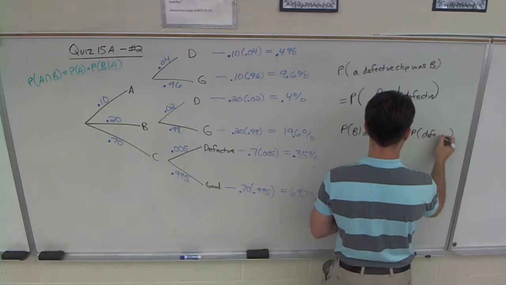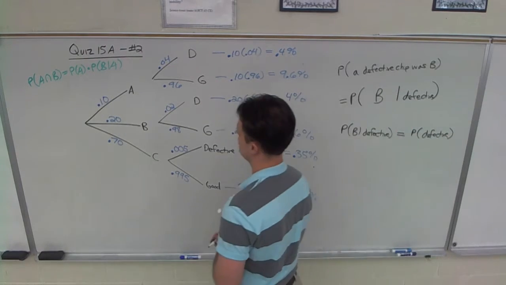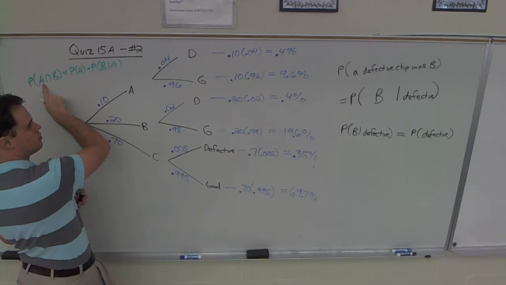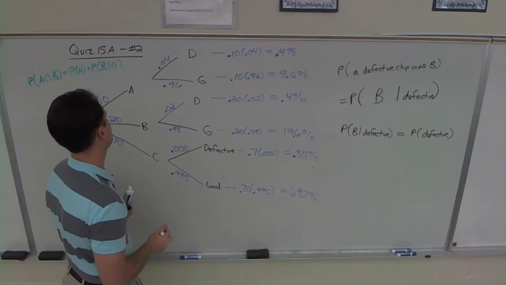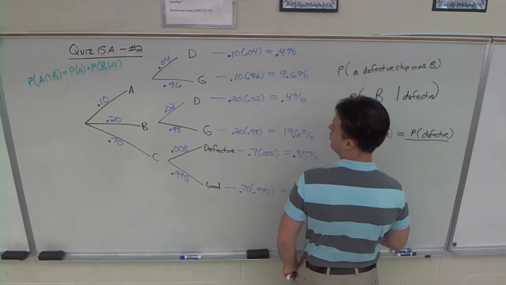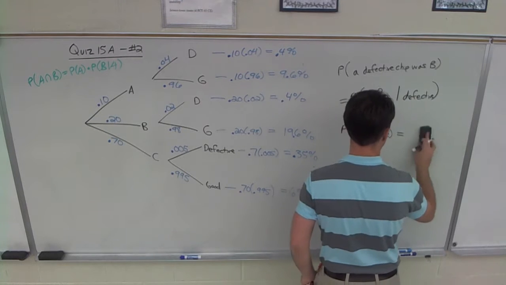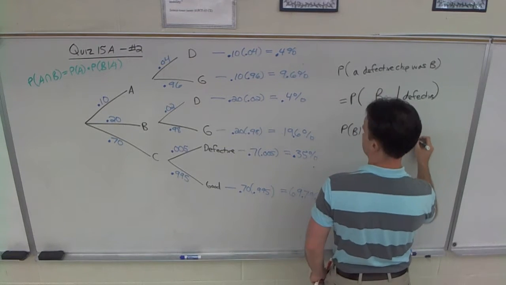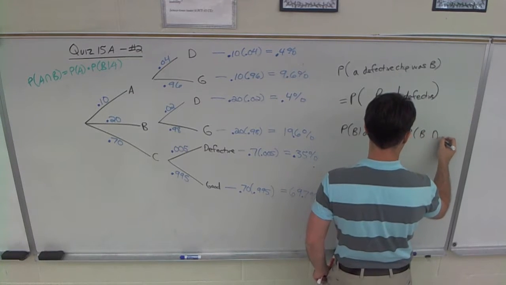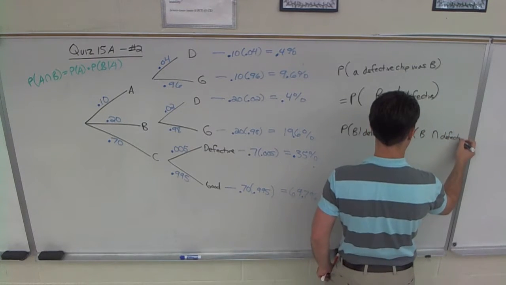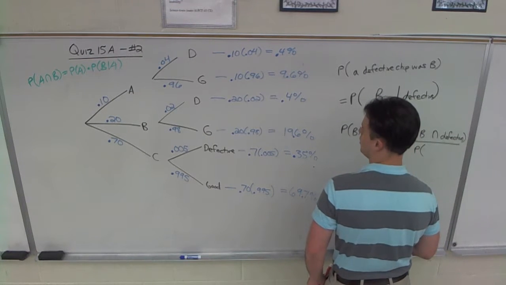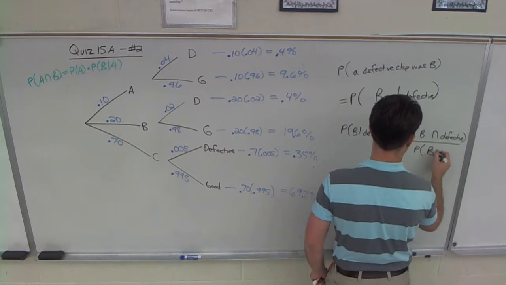Defective. How did Tyler get that? He looked at this, he looked at that, and there you go. So it's going to be that divided by, oh, excuse me, put it on the top, my bad. The "and" on the top, right? So, B and defective over the probability that it came from company B.